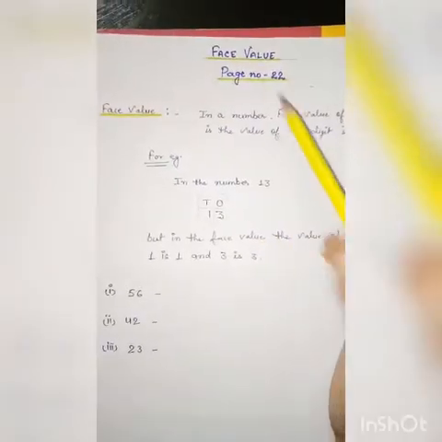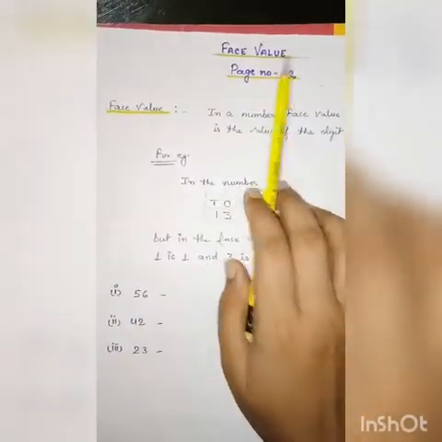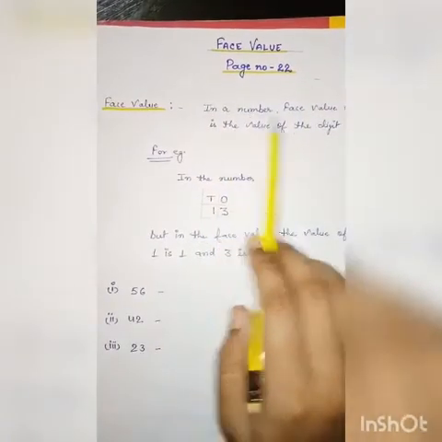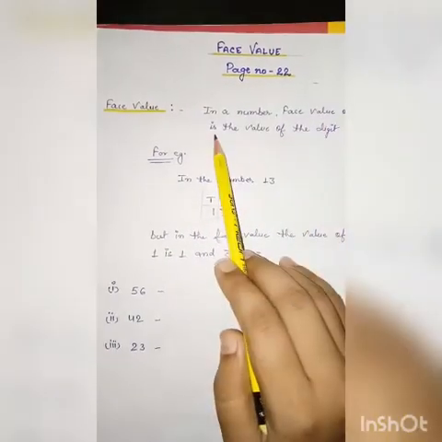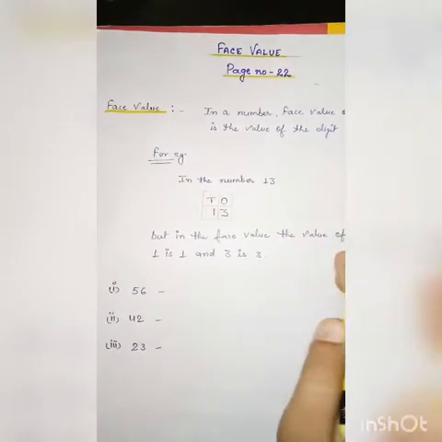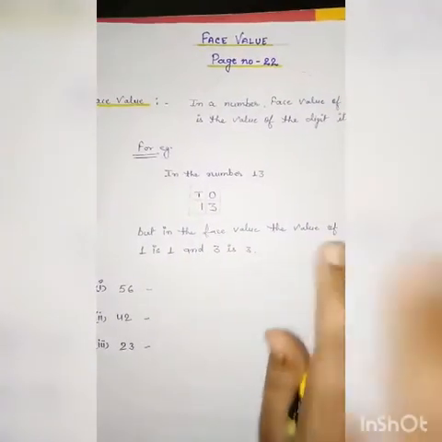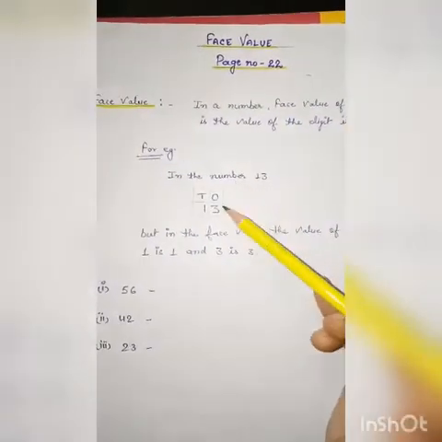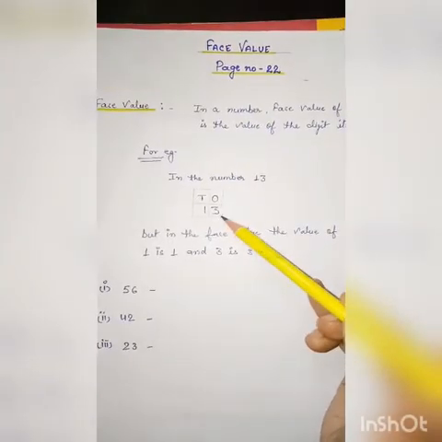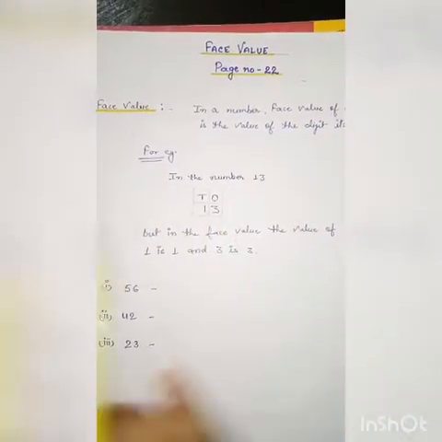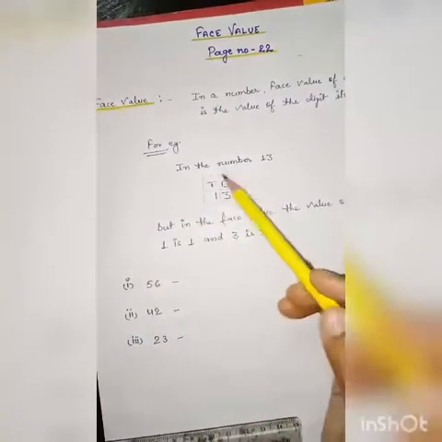In the previous class we learned place value and today we are going to learn face value. So let's begin. In a number, face value of a digit is the value of the digit itself. Means किसी भी नंबर में उस नंबर का फेस वैल्यू जो होता है वो उस नंबर के जितना ही होता है. Let's understand with an example.